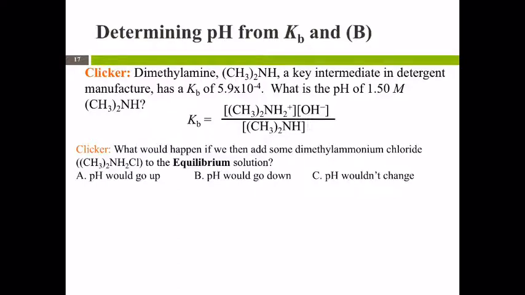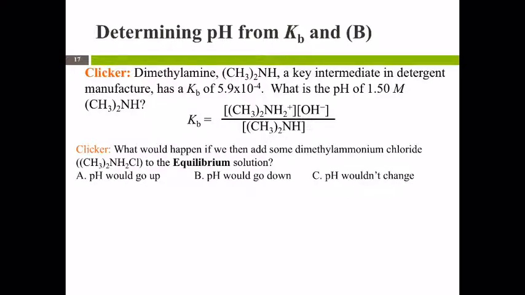We're saying, what would happen if we let this go to equilibrium? We got that pH of 12.473, and then we added some dimethyl ammonium chloride to the equilibrium solution. What would happen to the pH? What would happen to the reaction overall? So go ahead and pause and try to figure that out. And I suggest writing out a chemical reaction to help you with that.